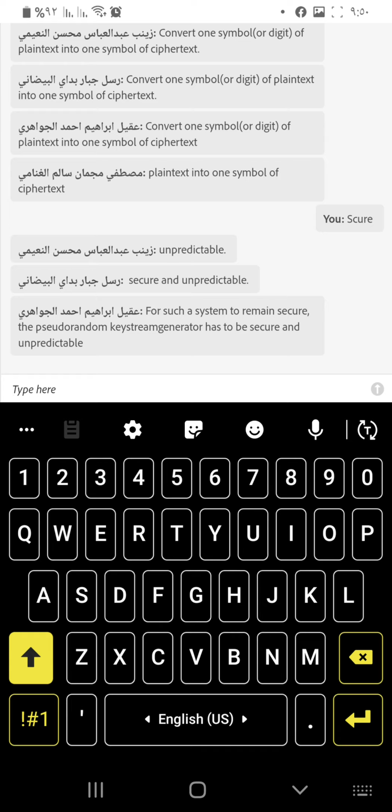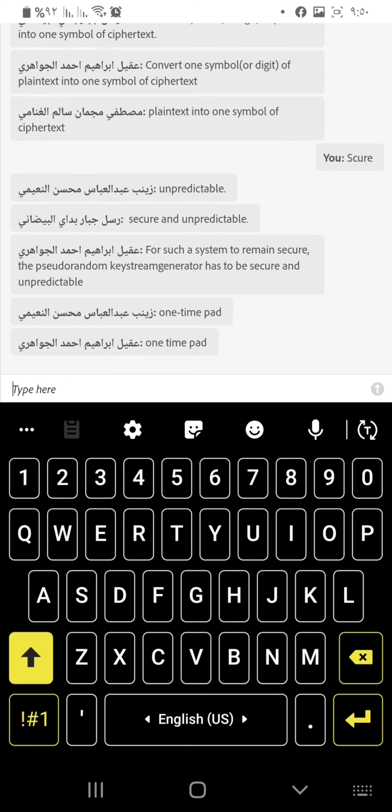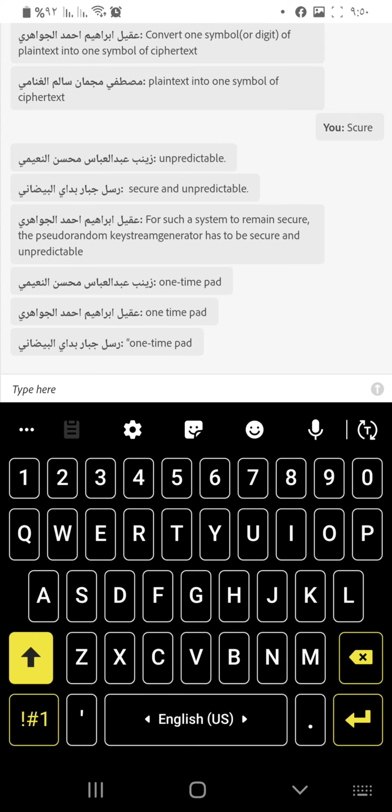Stream ciphers are an approximation of another proven perfect cipher. What is it called? Yes, that's one-time pad. Zainab Abdul Abbas, along with others. Okay.